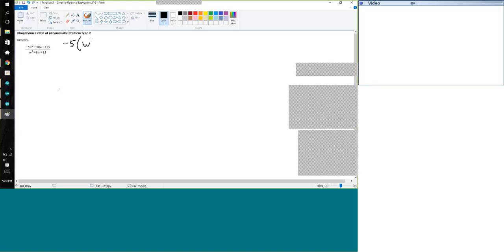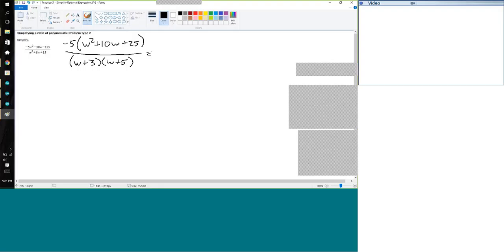So I can get left with w squared plus 10w plus 25 divided by w squared. We're actually going to go ahead and factor that out real quick. So factors of 15 that add up to 8 would be 5 and 3, since 5 and 3 multiplies to make 15 and adds to make 8. So we can call that w plus 3 and w plus 5.